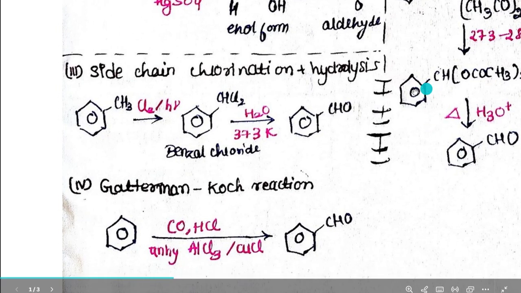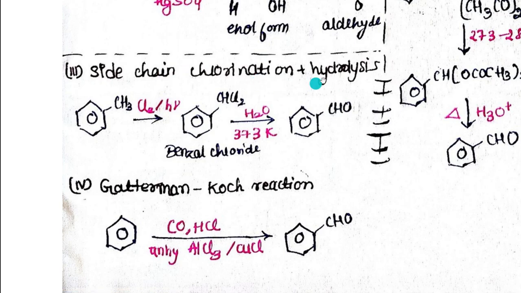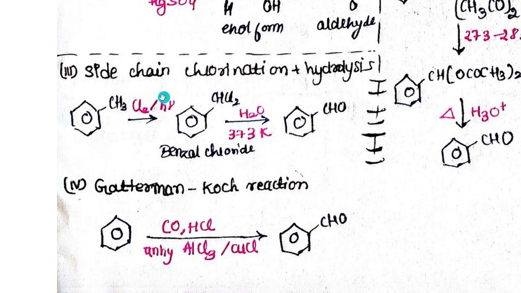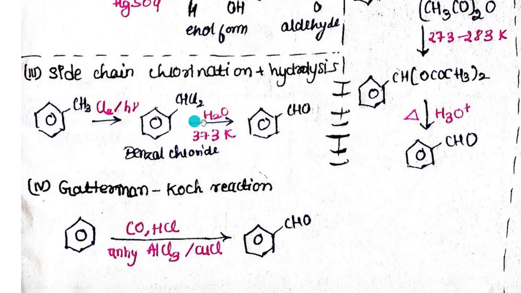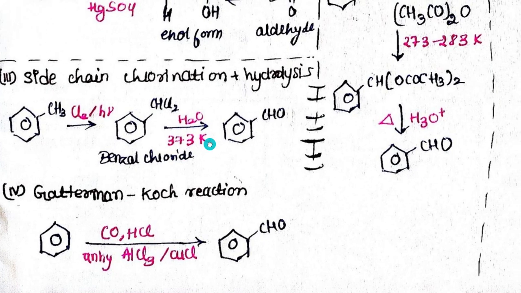So coming to side chain chlorination plus hydrolysis. This is my toluene again. Chlorination means adding chlorine, right? Cl2 I'll add in presence of sunlight. So what will happen? I'll get benzal chloride. Instead of this CH3, two H are getting replaced, and the chlorines will go and sit with the carbon. Again, this reacting with H2O at 373 Kelvin, that is 100 degrees Celsius, will give us benzaldehyde.